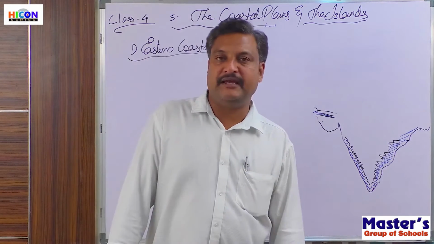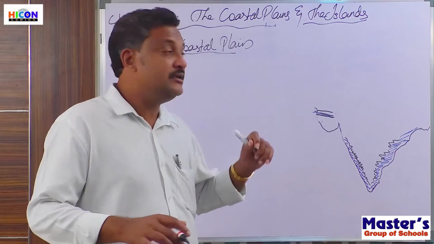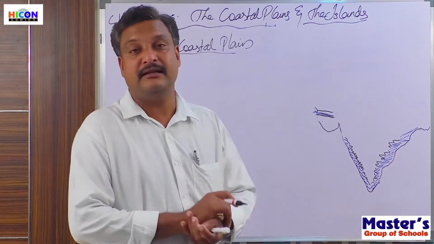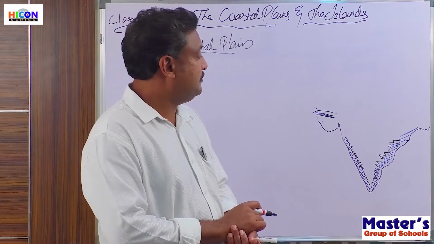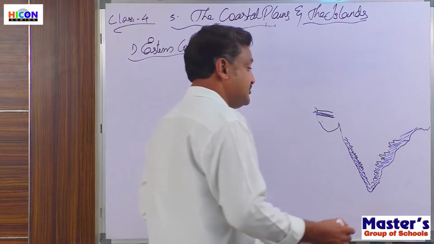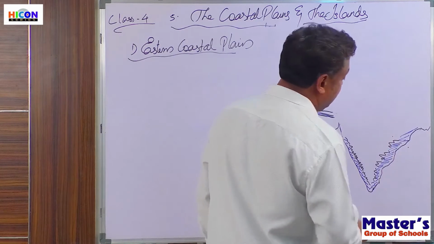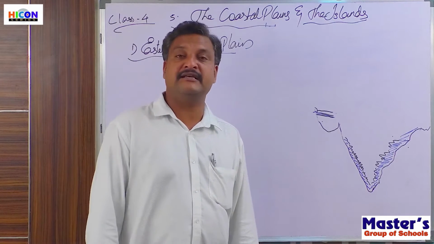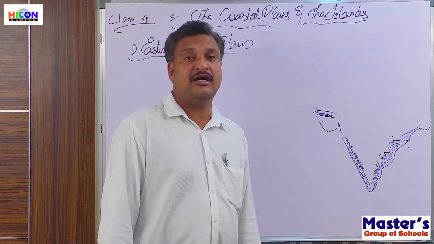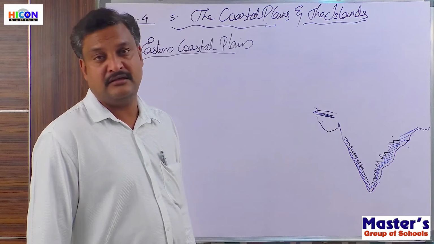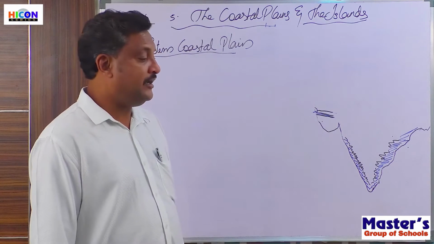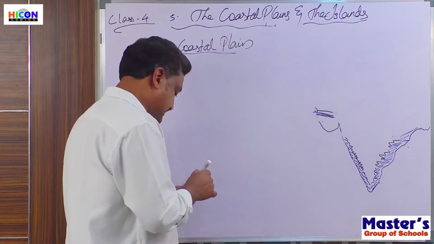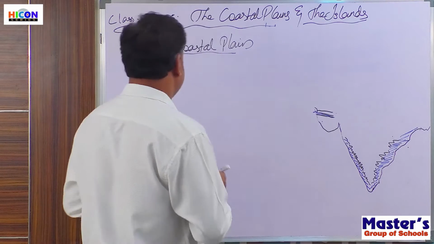So the Eastern Coastal Plain is a plain land area. Remember, just like the northern plains, this land area in between the hills and the sea is a plain land area. Okay. So the plain land area which lies in between the Eastern Ghats and the Bay of Bengal is known as the Eastern Coastal Plain. They are further divided into two parts. Okay, so the first one in that is the Northern Sarkar Coast.